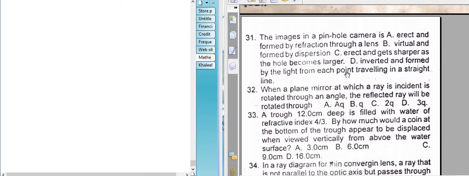When you have a camera, light is formed by the what? Once you flash an object, it will reflect back. So the reflection will come with the image or the figure of the object. That is inverted. It gives an inverted image. Therefore, the correct option is option D. So the answer is D.